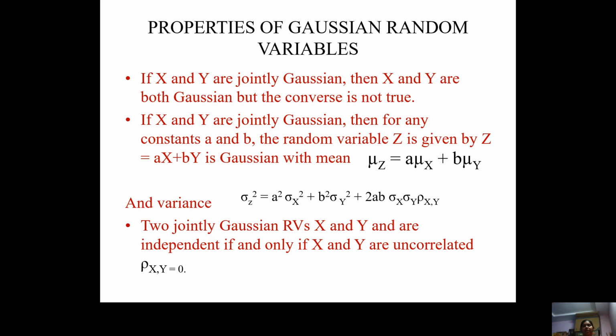So if you take one function z and apply a linear transformation on that, then the resultant values of mean and variance will be like this. Two random variables x and y are independent if and only if x and y are uncorrelated. So if rho, which is the correlation coefficient, is 0, then those are known as independent random variables.